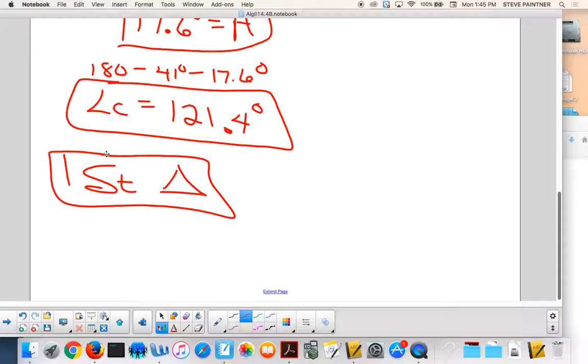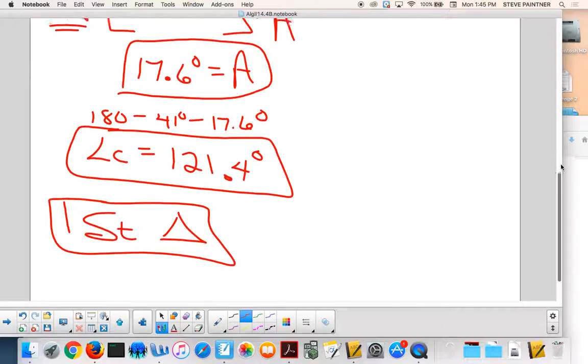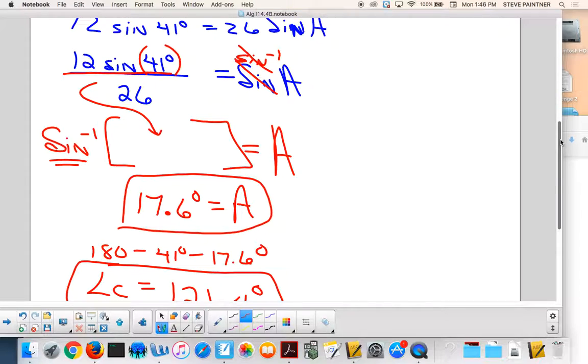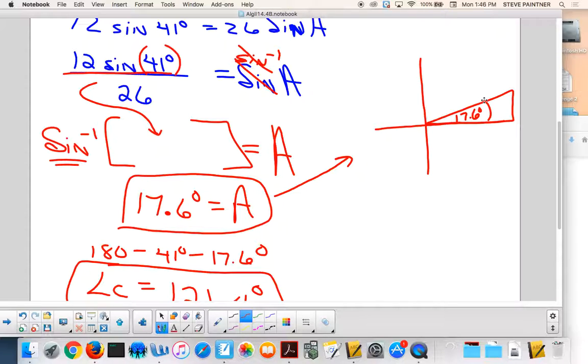Second triangle. This is the hard part. I shouldn't say it's hard, because it's really not that hard for you guys. Slide over. You know how when you did inverse sine of this ratio, you came up with 17.6? That means the calculator knows the answer's right here. It's a really skinny triangle, 17.6. Where is sine positive? First and second. The other answer's over here.